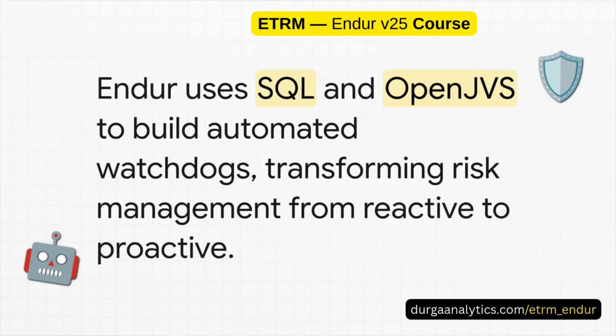And we can take this a huge step further. We're moving beyond simple manual checks into the world of automated controls. By using Endure's powerful scripting tools like SQL and OpenJVS, we can build automated watchdogs that monitor the system 24/7. This is how you transform risk management from a reactive, after-the-fact process into something that is genuinely proactive.